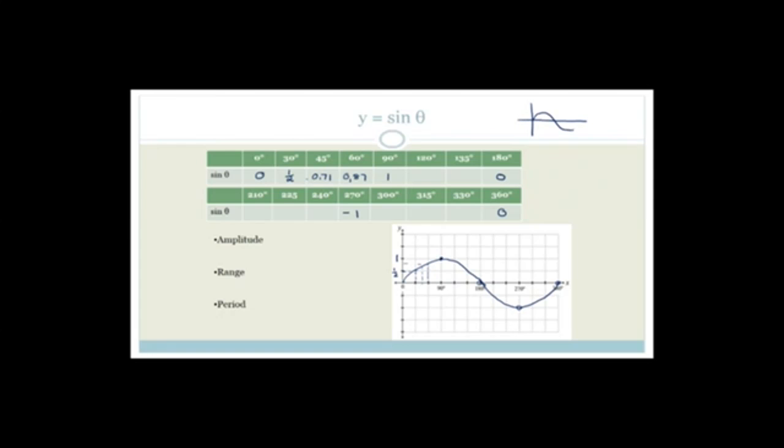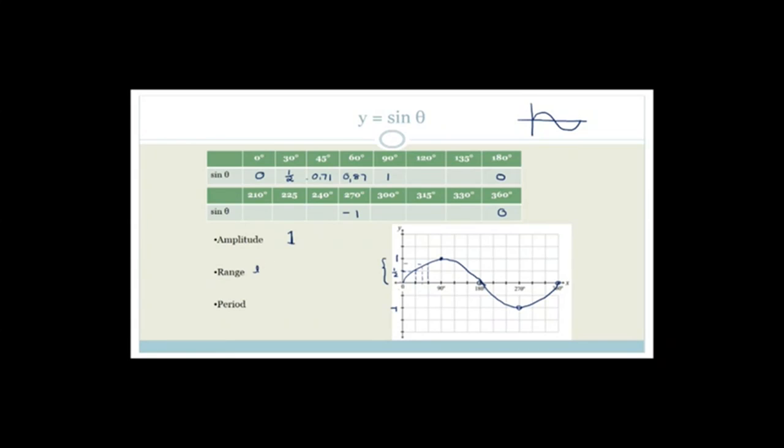Unfortunately, I struggled to draw them big and beautifully. But this is your sine graph. Now, your amplitude is how far it travels from the line of 0, in other words, from the x-axis. In this case, the amplitude is going to be 1, because it is going 1 unit away from the x-axis. Now, the range is different.